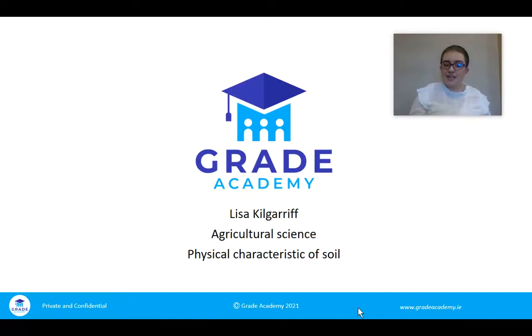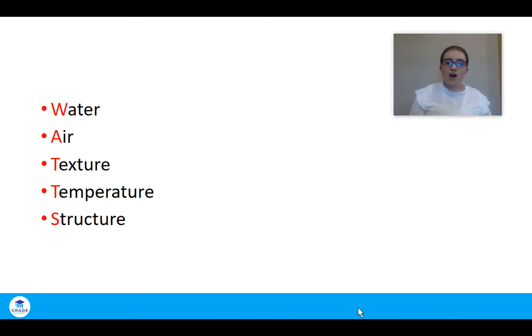My name is Lisa Kilgarriff and what we're going to be having a look at today is the physical characteristics of soil. When we think of the physical characteristics of soil, I always think of WATTS. W for water, A for air, T for texture and temperature, and then S for structure. We'll be looking at each of those components and how they influence the soil, the growth that will occur within soil generally, and why each of them is important.